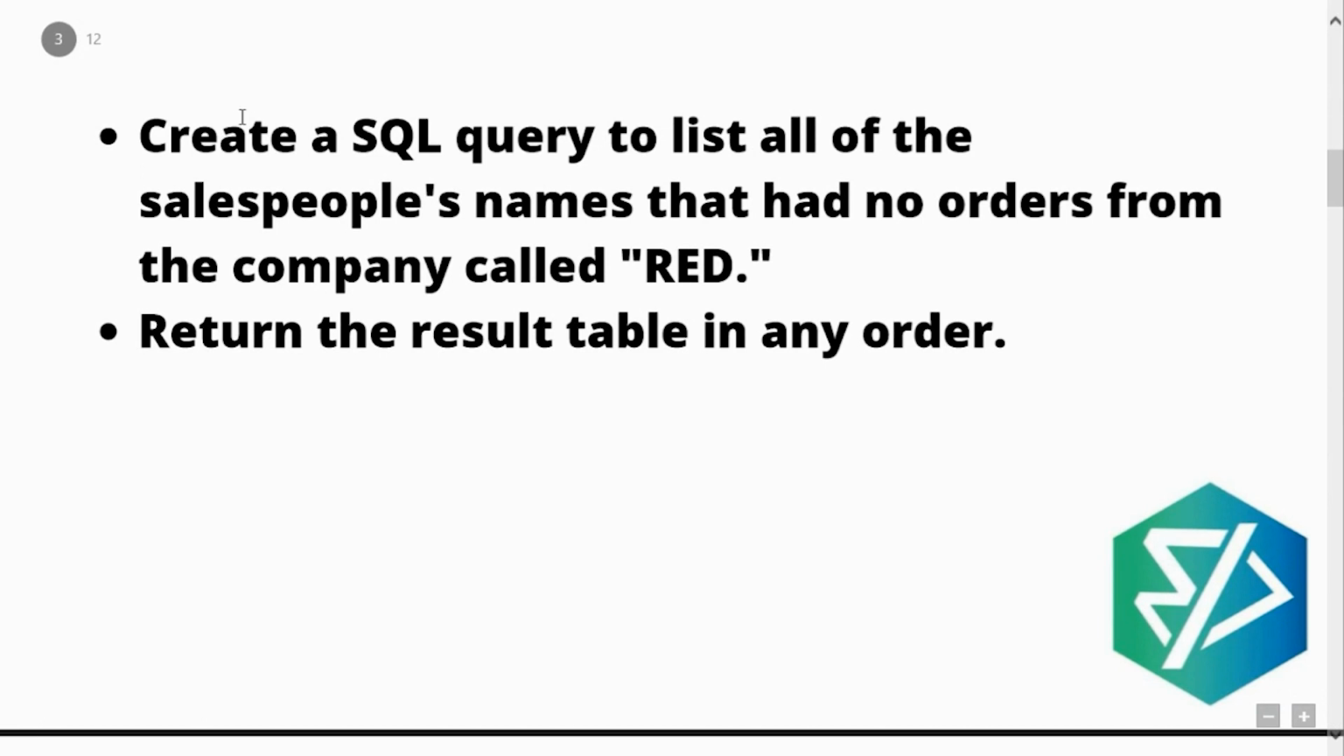The question says: create a SQL query to list all of the salespeople names that had no orders from the company called Red, and return the result table in any order. So you need to list all the salespersons' names that had no orders from the company named Red. They may have had orders from all the other companies, but not from the company Red.